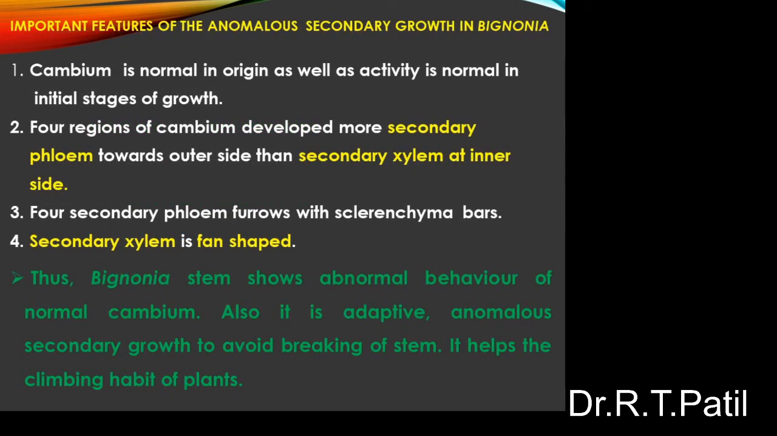Now, what are the important features of anomalous secondary growth in Bignonia? Number 1, cambium is normal in origin as well as activity is normal in the initial stages of growth. 4 regions of cambium develop more secondary phloem towards outer side than the secondary xylem at inner side. 4 secondary phloem furrows with sclerenchyma bars.